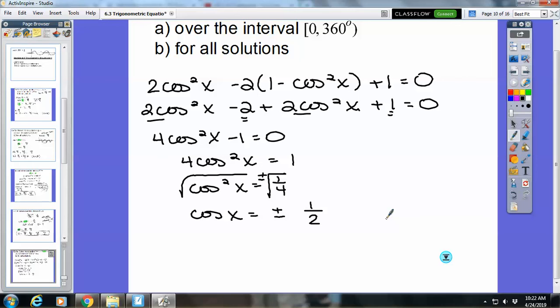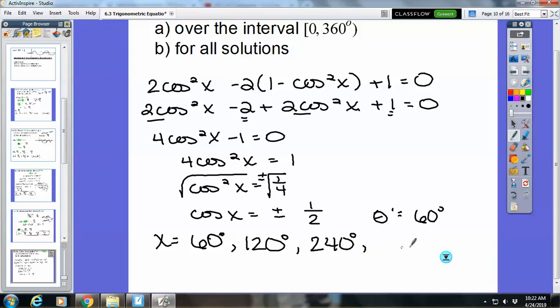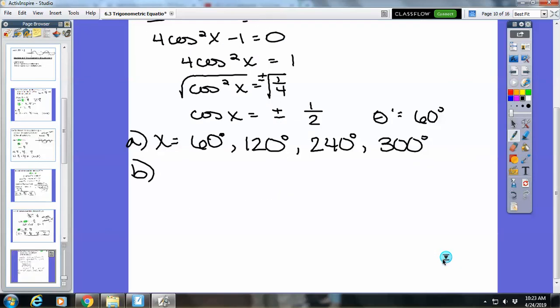Since it is positive or negative, how many answers am I going to have? 4. We're going to do every quadrant. Reference angle in degrees. When is cosine 1/2? 60 degrees. So my angle is x. So 60 degrees in quadrant 1 is 60. Quadrant 2, 180 minus 60 is 120. Quadrant 3, 180 plus 60, 240. Quadrant 4, 360 minus 60 is 300. That's for part A.